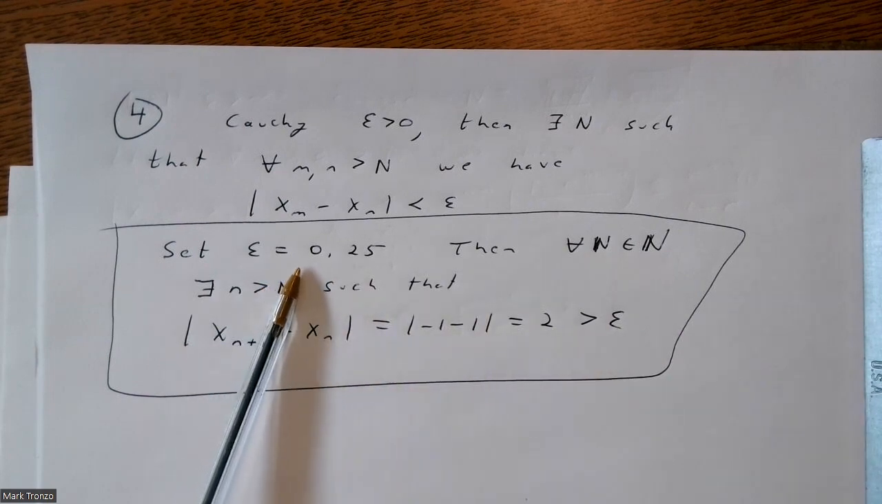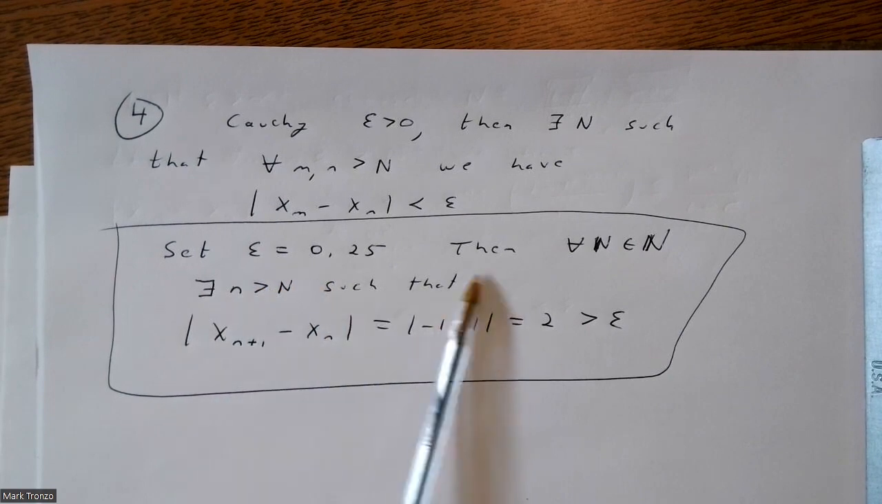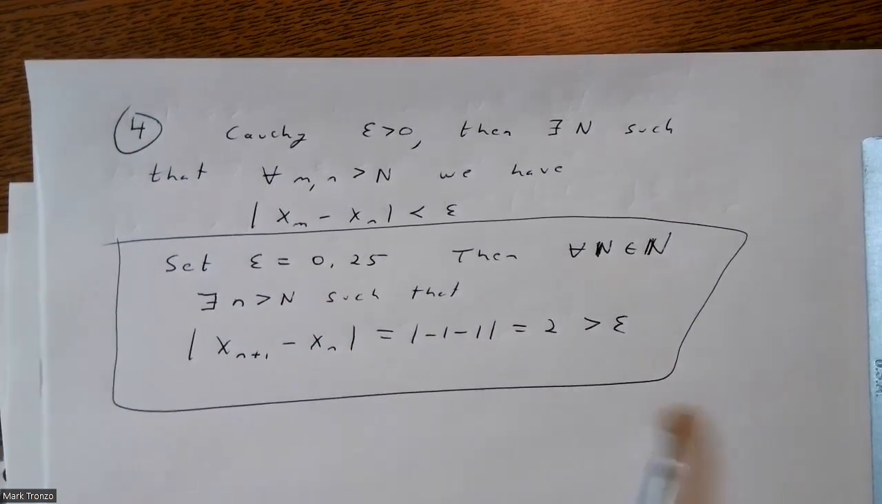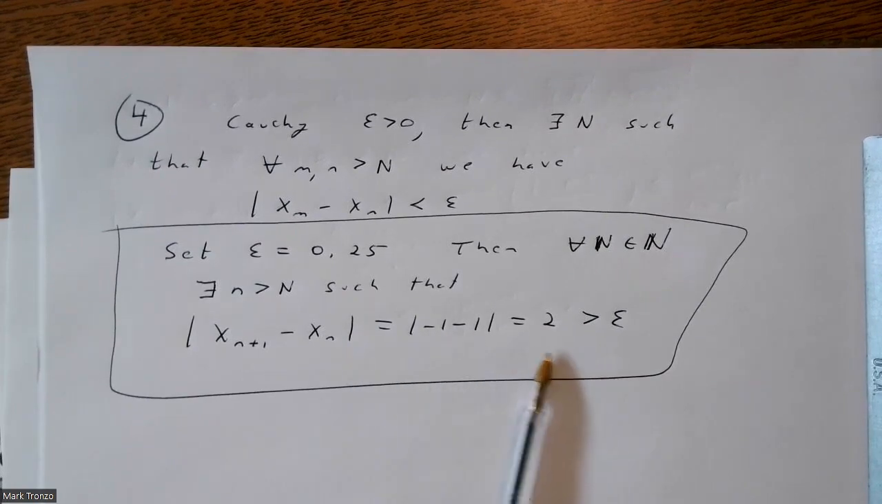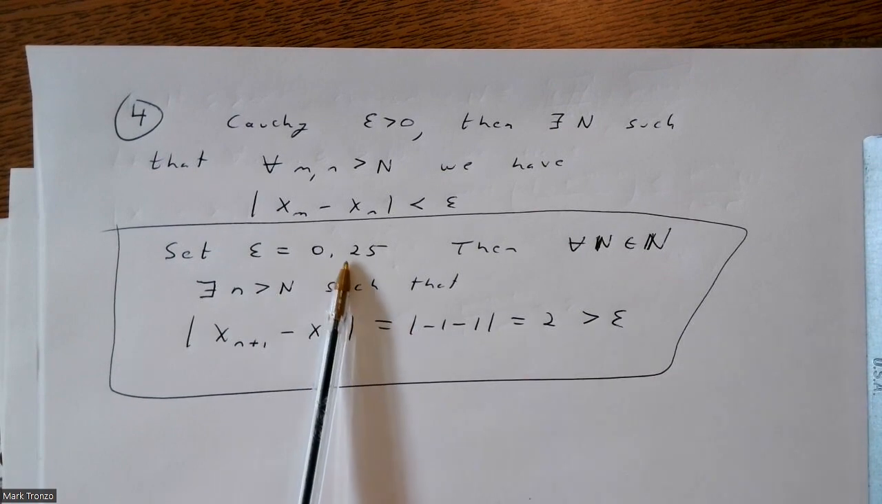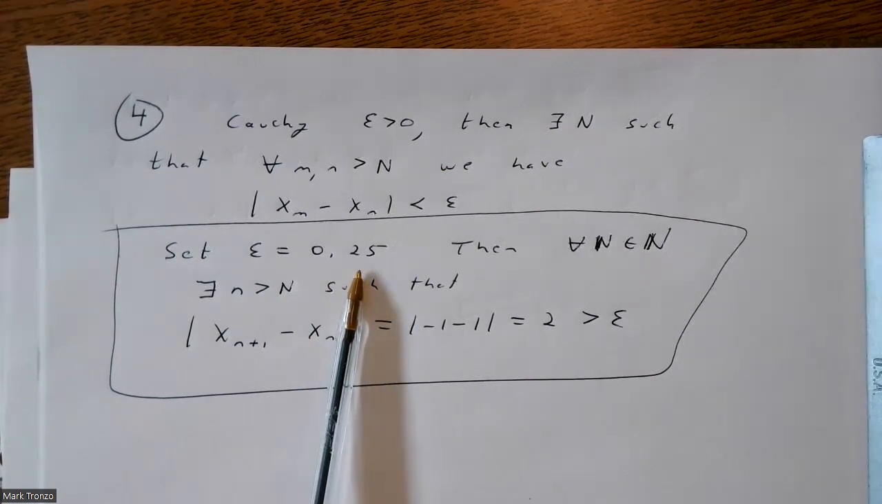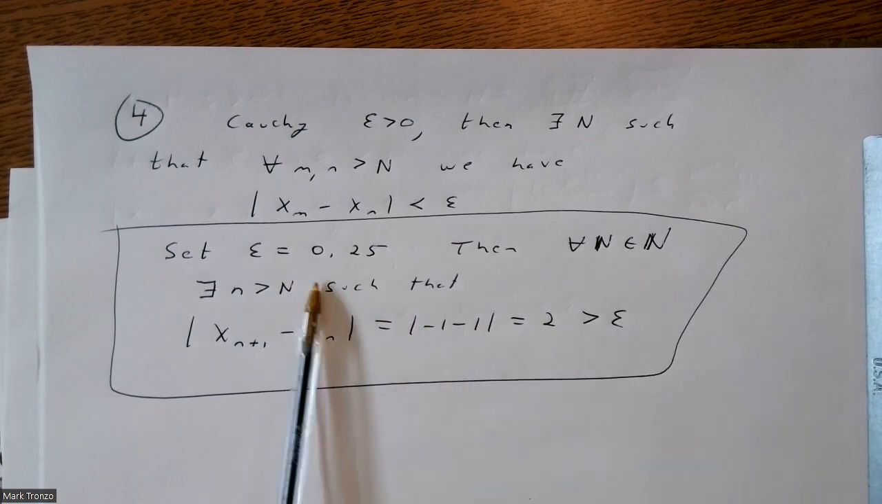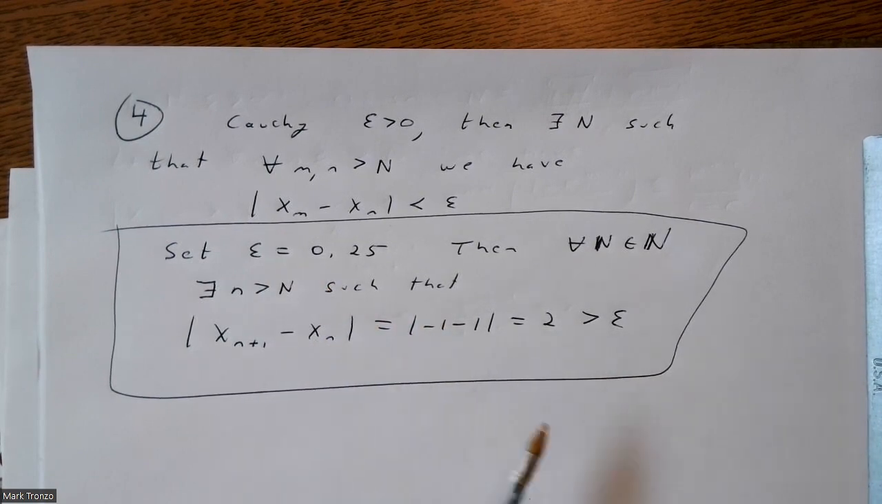And so you can never find an N big enough that you can go out there far enough where you're not going to have at least the difference of 2, which will be greater than that epsilon. And now I just picked 0.25. You could really pick anything. You could even pick like 1 or 1.5, because none of those would have worked. An epsilon bigger than 2 would work, but we found an epsilon that won't work. Any other questions?